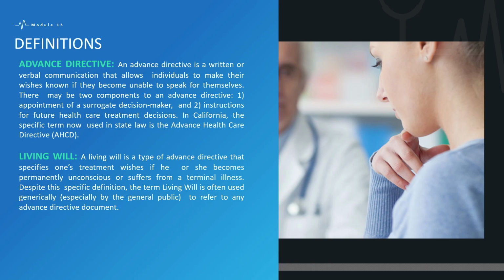Living Will. A living will is a type of advanced directive that specifies one's treatment wishes if he or she becomes permanently unconscious or suffers from a terminal illness. Despite this specific definition, the term living will is often used generically, especially by the general public, to refer to any advanced directive document.